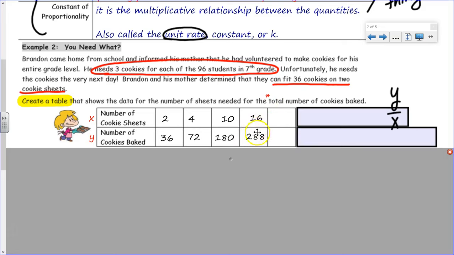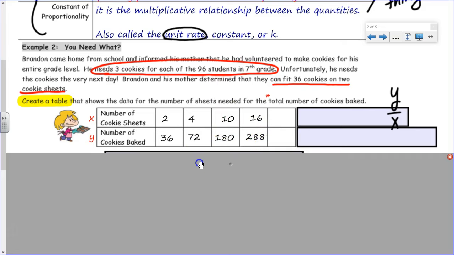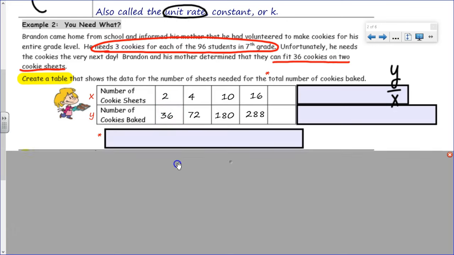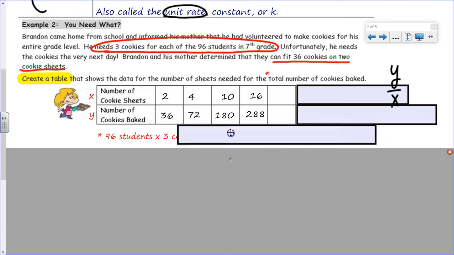Okay, so keep this in mind for later. We're going to come back to these in just a minute. Hopefully you figured out that we can divide to find the unit rate, or how many cookies fit on one sheet. You should have divided to do that, because 2 sheets are 36 cookies, and we can figure out how many cookies for 1 sheet.